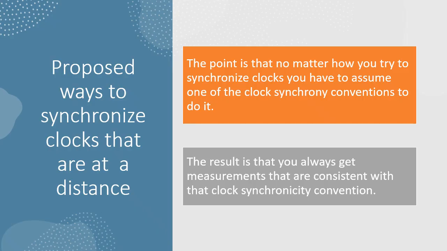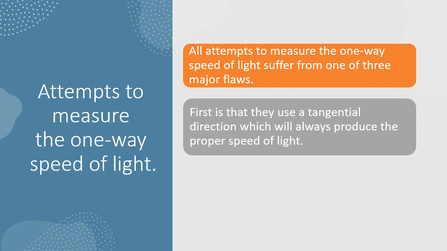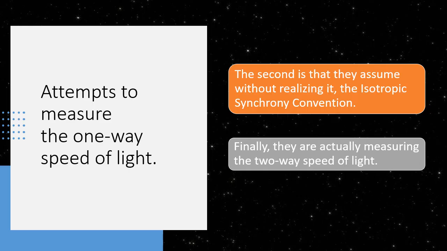The point is that no matter how you try to synchronize clocks, you have to assume one of the clock synchrony conventions to do it. The result is that you always get measurements that are consistent with that clock synchrony convention. All attempts to measure the one-way speed of light suffer from one of three major flaws. The first is that they use a tangential direction, which will always produce the proper speed of light. The second is that they assume, without realizing it, the isotropic synchrony convention. Finally, they are actually measuring the two-way speed of light.